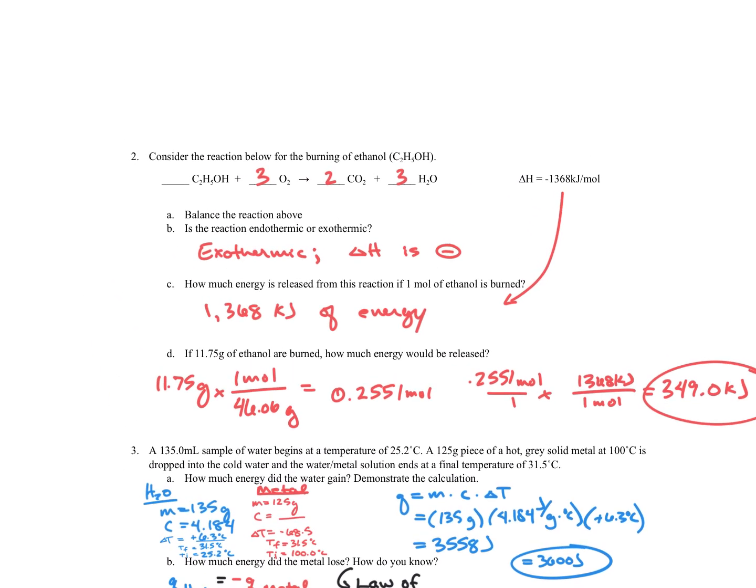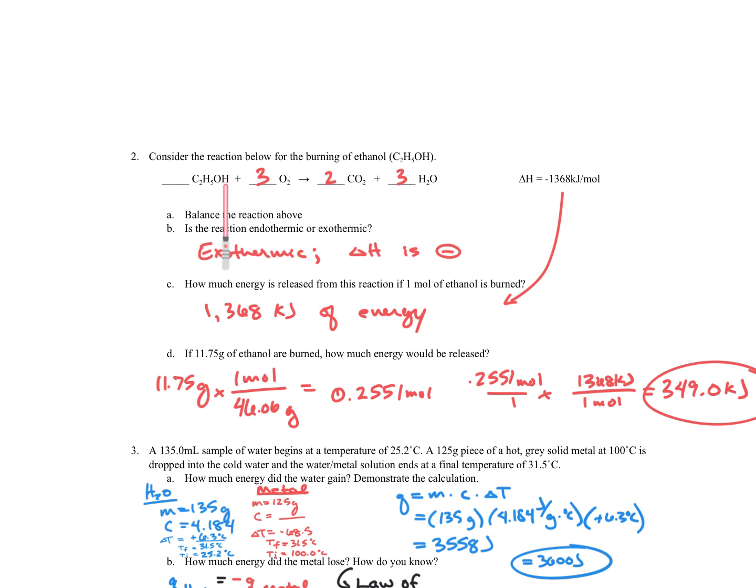So question 2 is about a combustion reaction. This is ethanol, and if you burn it, the change in enthalpy is a decrease by 1,368 kilojoules for every mole of ethanol that you have. So because delta H is negative, this reaction is exothermic. If you did it, it would give off energy.